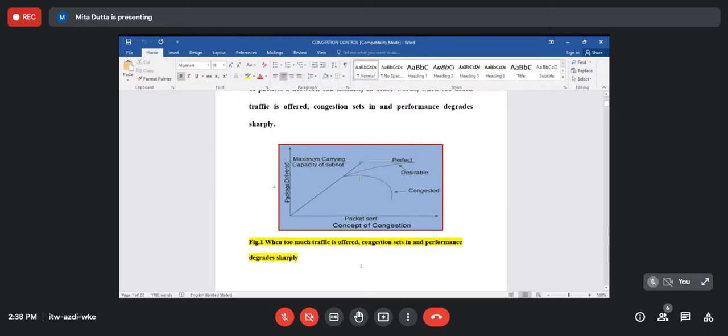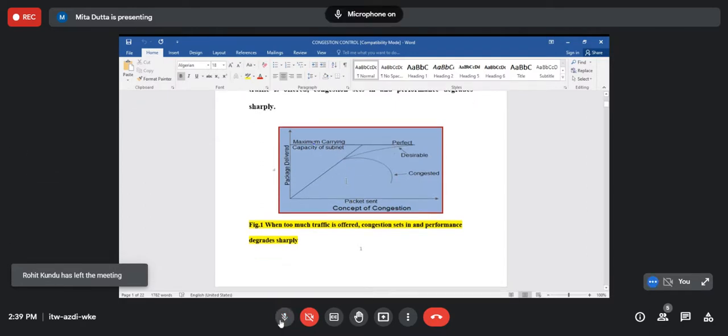Now, if congestion slowly develops, the packets delivered will be delayed, and it is desirable. But when it exceeds and there is too much traffic on the network, then we say the network is congested, and very few or none of the packets can be delivered through the network.